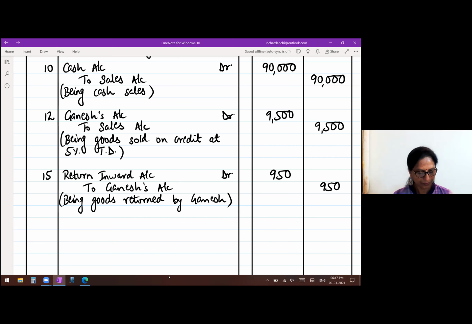Eighteenth, goods taken by Rajkumar for his personal use, rupees 1,000. You know, I have told you when you see or hear the word personal use, that means you have to use the term drawings. So here one account is drawings, and what is he withdrawing? He's withdrawing goods. Drawings, the businessman or proprietor is the receiver, so debit drawings account. And then you have to write goods are withdrawn by proprietor. I've given you some 11 entries regarding goods. So one of them is this.